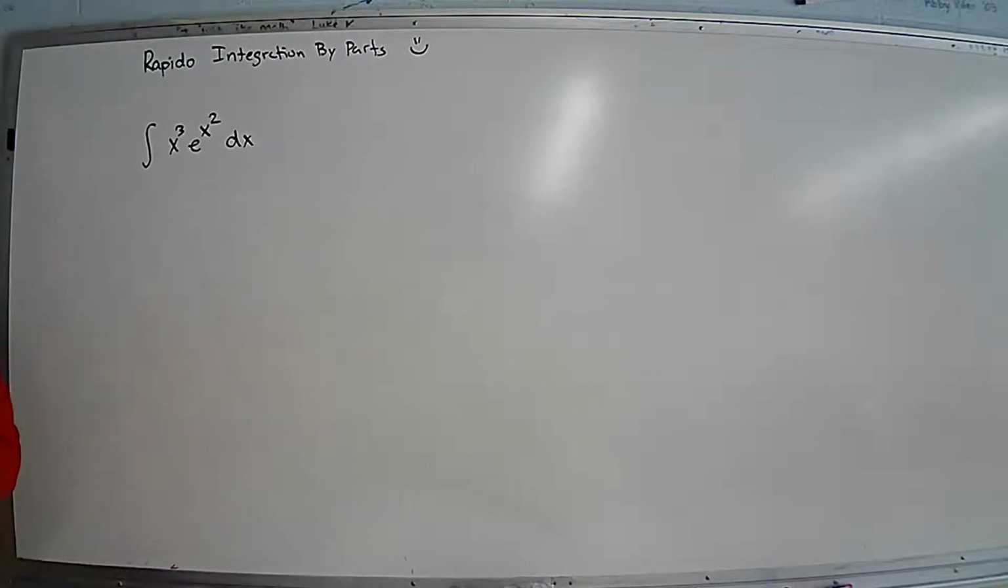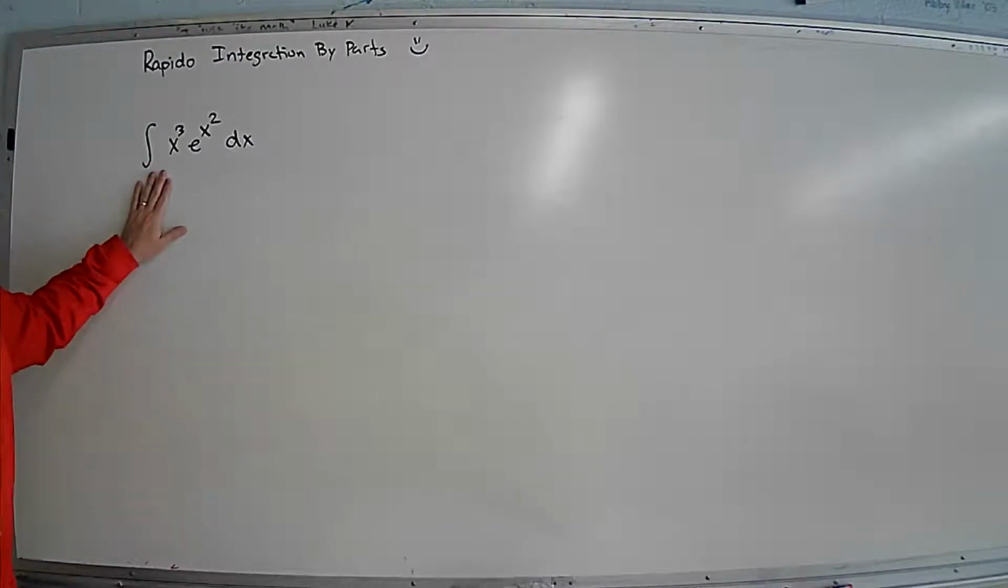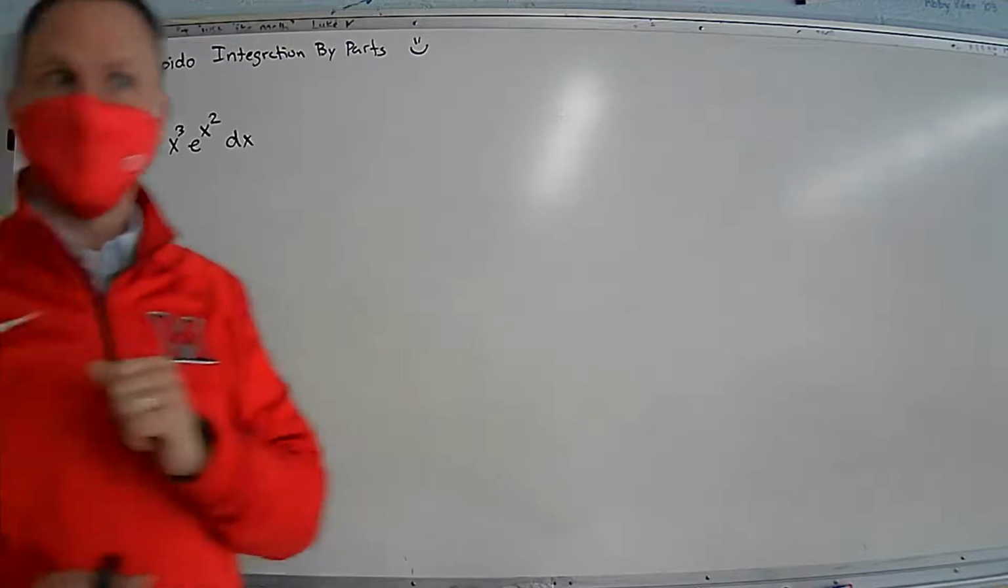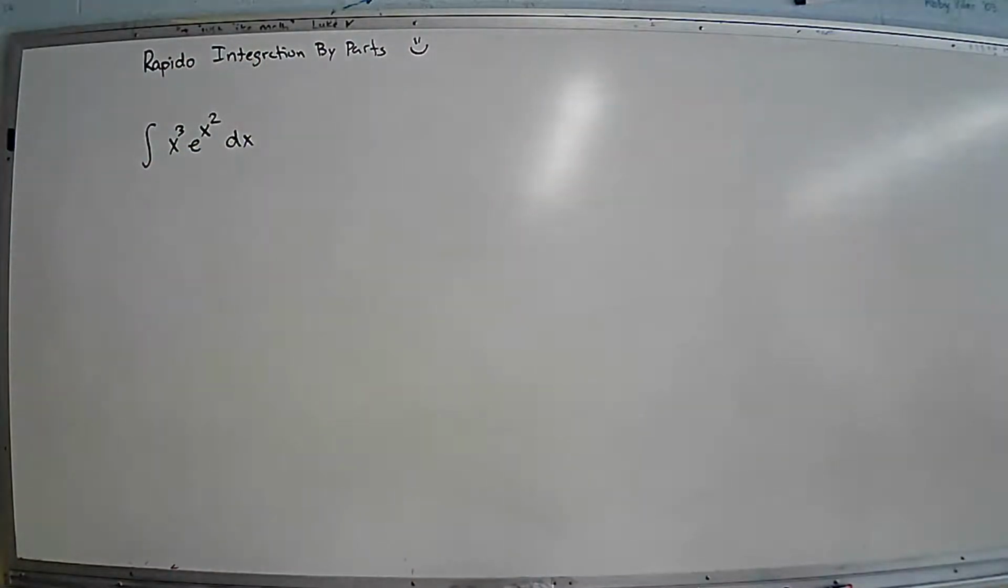What do you want to do initially when you first look at this? If you're going to do this by parts, what is your initial, I want to make u this and dv this? You might initially look at this and think, I want to make u x cubed and dv e to the x squared. But there's a problem with that. You don't know the antiderivative of e to the x squared. In fact, FYI, e to the x squared doesn't have an antiderivative in closed form, where it's written as a function like that.